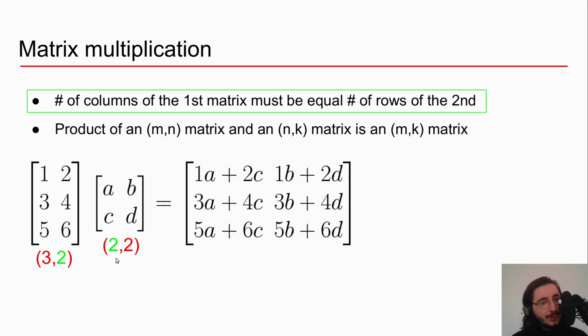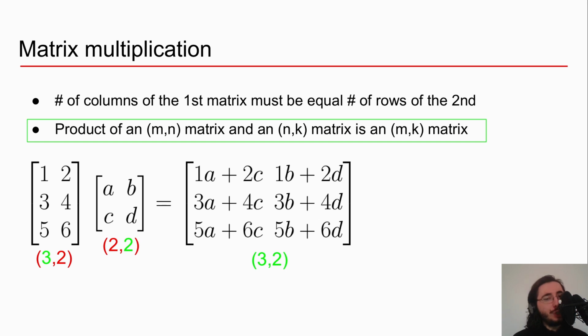Now, the result of this multiplication is a new matrix itself, where the dimension of this new matrix is given by the number of rows of the first matrix that we multiply and the number of columns of the second matrix that we multiply. So in this example we have here, given the first matrix which is 3 by 2 and the second matrix which is 2 by 2, the product matrix is going to be 3 by 2.